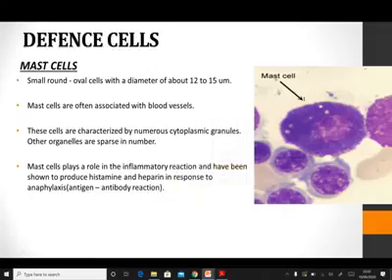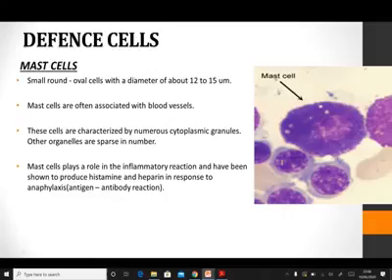Okay, so this is how the mast cells look. You have small round to oval cells with varying diameter from about 12 to 15 micrometers. They are associated with blood vessels. These cells are characterized by having numerous cytoplasmic granules, and they do have other organelles within their cytoplasm, however, those organelles are less in number.